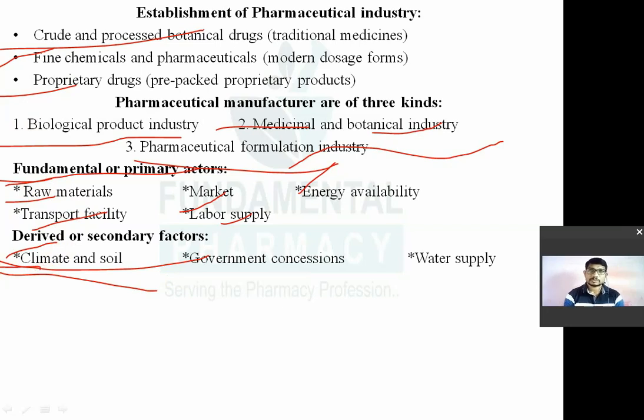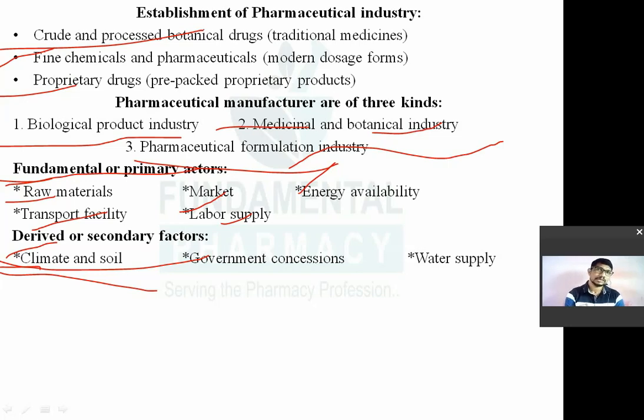Because most of your pharmaceutical industry work is carried out in AC areas, air conditioning rooms. So climate doesn't matter, but it is advised to establish your industry in a cool area, not in a hot area. अगर आप वहाँ पे अगर hot climate है, आपका AC भी क्या करेगा, कुछ नहीं कर सकता. So climate, okay, again soil. Soil may be a primary factor for herbal industry. If you want to establish a herbal industry, then soil is an important factor. Soil is primary there, but for pharmaceutical industry, soil is a secondary factor.